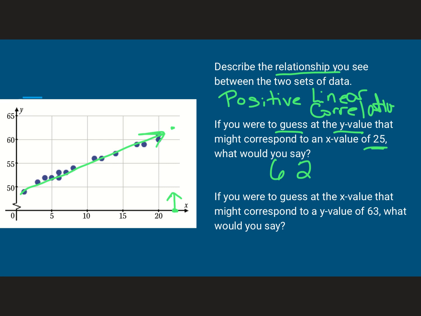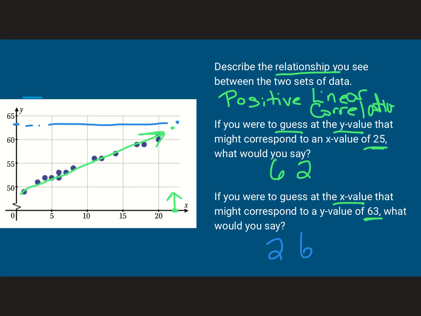If you were to guess at the x value that might correspond to a y value of 63, what would you say? Again, now I'm going to come over here, let me choose a different color so I can make this very clear. If I have a y value of like 63, right here, I'm just going to come across, and that would be right about there, which would probably be about a 20, let's see, was that like a 23? Oh, no, 26. I don't know, somewhere right in there. But it's definitely more than 20, though not too much more than 20.